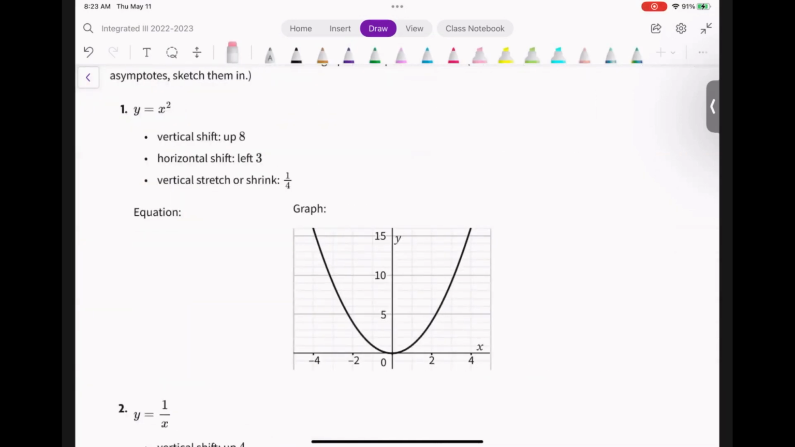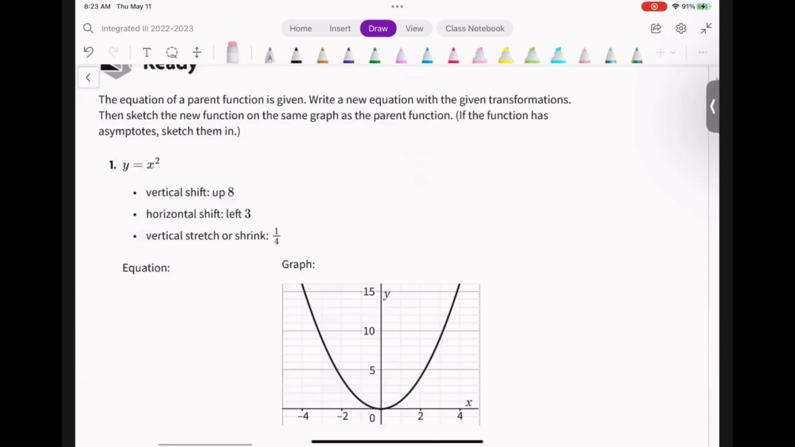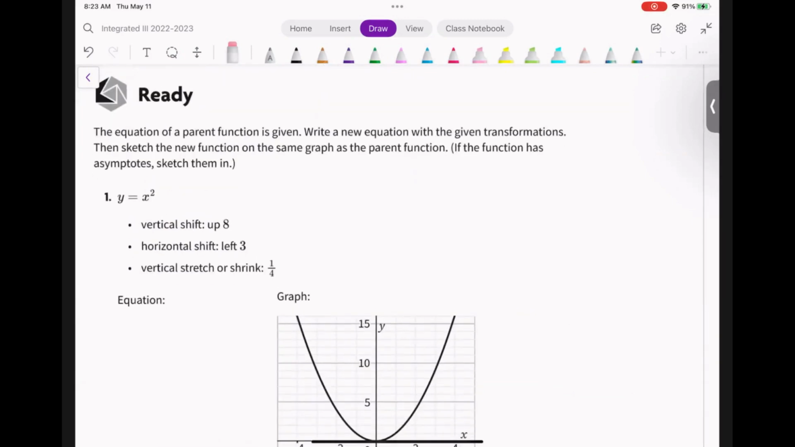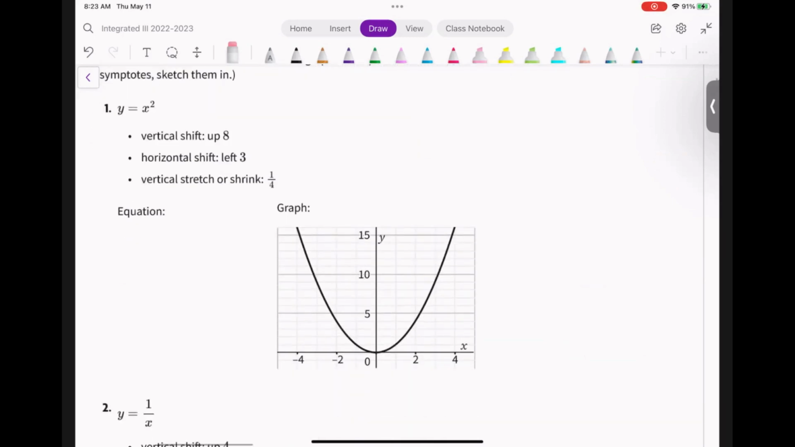So this is a review, and it's asking us to basically write a new equation based on the given transformations and then sketch the function on the same graph as the parent function. If the parent function has asymptotes, make sure you sketch them in. So y equals x squared, it has a vertical shift, a horizontal shift, and a vertical stretch or shrink.